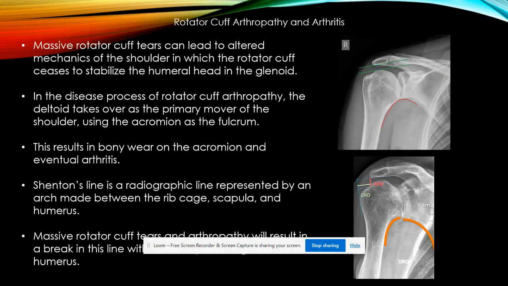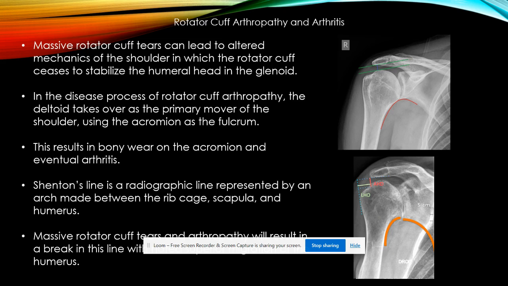All right. Now, we talked about this in class, and I know we kind of moved through it a little quickly, but rotator cuff arthropathy, right? So those massive rotator cuff tears obviously lead to altered mechanics of the shoulder. And ultimately, what happens with those massive tears is the rotator cuff loses its ability to create a force couple and to bring the humeral head into the glenoid. Okay.